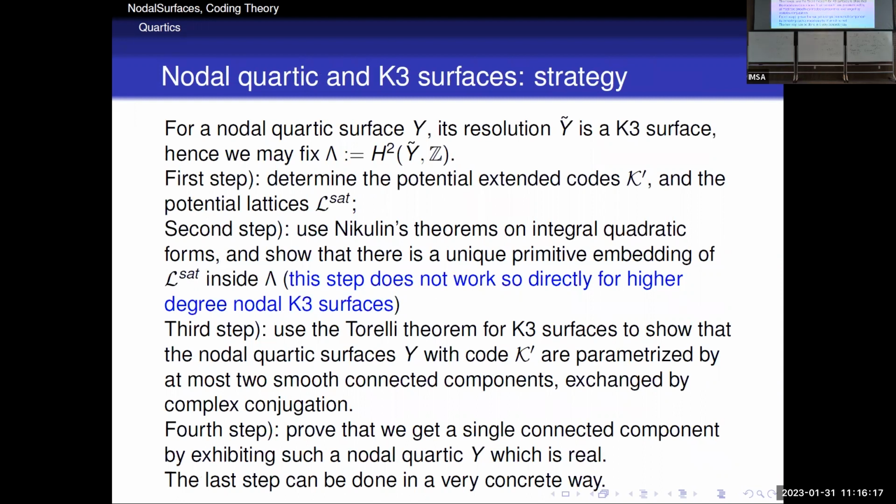So for a quartic surface, the first step is to determine the potential extended code K prime, the potential saturated lattices. In this case, Nikulin's theorem says that if there exists a primitive embedding, it is unique. And the existence we can dispense with, because I prove that all these codes are the shortenings of the Kummer codes.